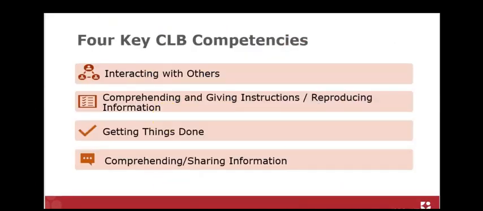With this in mind, CLB describes language use through 4 key competencies: interacting with others, comprehending and giving instructions, getting things done, and comprehending and sharing information. In the upcoming slides, we will examine specific examples of tasks from the CLB document, all selected from CLB3, with each task representing one of the 4 competencies. These tasks will highlight how learners develop their skills through practical, real-world activities. So let's dive in.